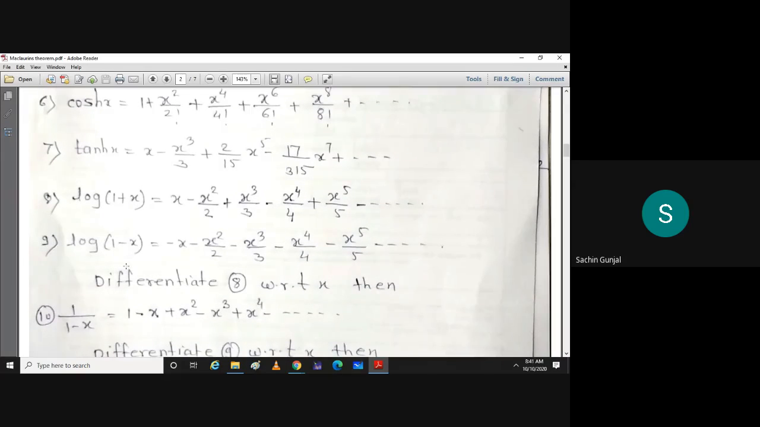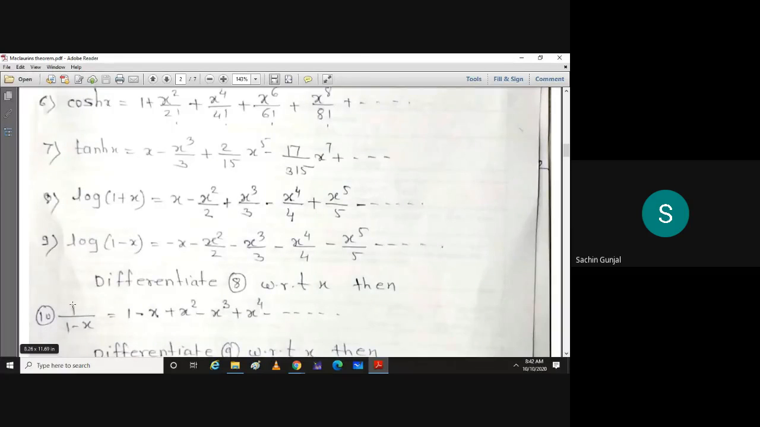Now if you differentiate this log of 1 plus x, its differentiation is 1 upon 1 plus x. By mistake ma'am has written this as 1 minus x. It is 1 plus x. Now if you differentiate term by term, you will get 1 minus x plus x square minus x cube and so on.